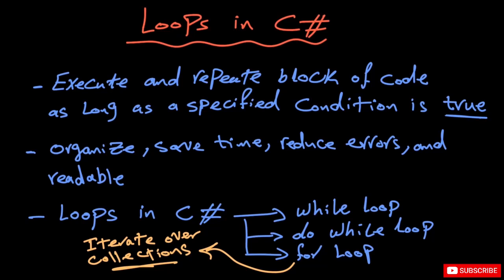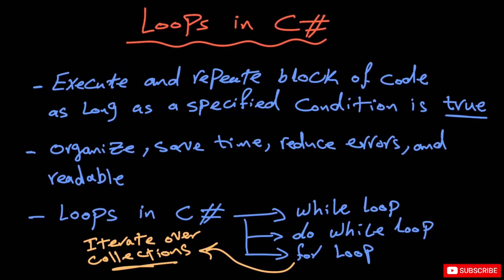The second type of loops is called the do while loop. And this type is used to execute a block of code once before checking if the condition or the test expression is true. And also it will execute and repeat the loop as long as the test expression is true. And if the test expression is false, the program will be finished.